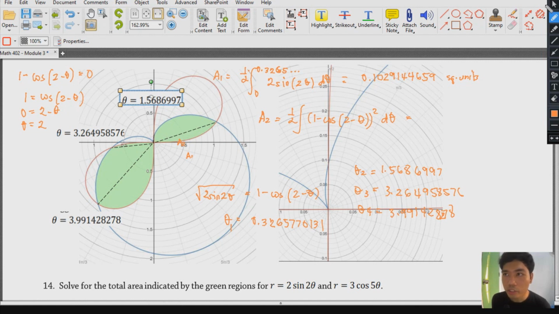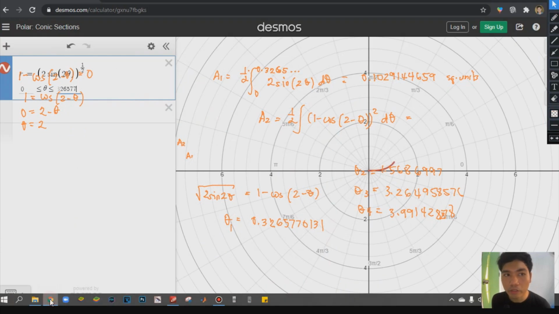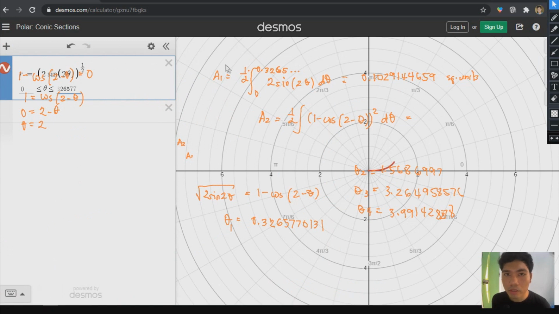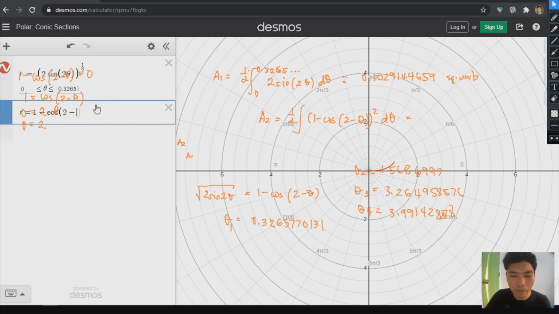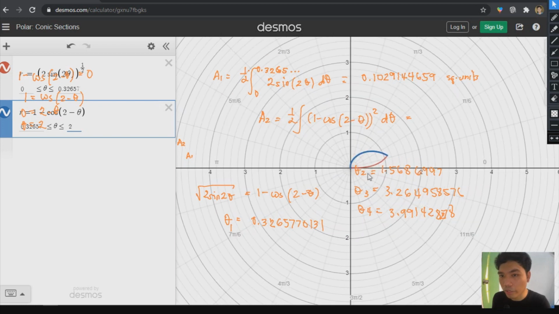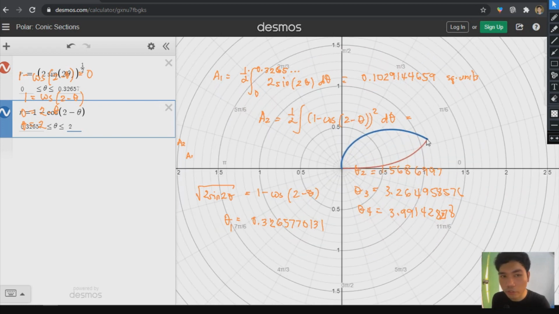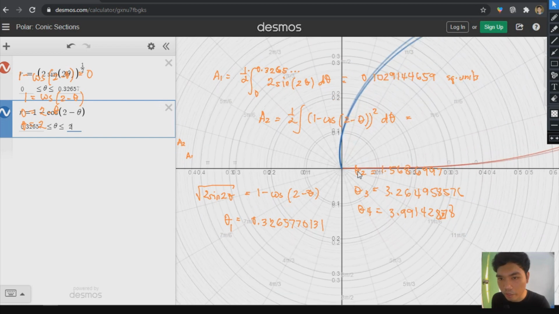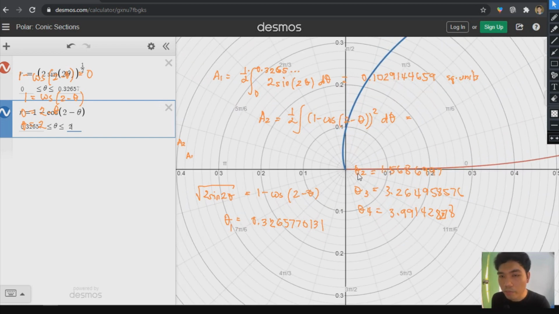So, to check again kung tama yung ating limits, you can go back to this equation. So, you just have to type it. R is equal to 1 minus cosine and then 2 minus theta. So, ito yon, diba? And then, if you try to have 0 dito, yung ating 0.32657, and then, ano nga sa 2, diba? So, yun. Kita mapapansin nyo, yun. Nabuo na yung ating portion kanina from 0.3257 going to this particular value. Okay? So, ayun yung boundaries niya.